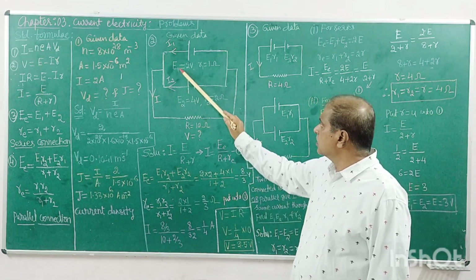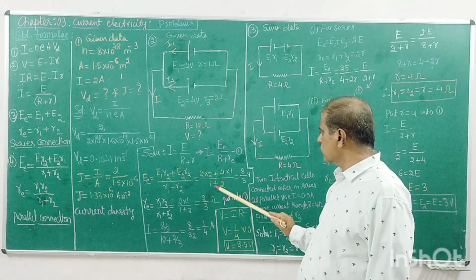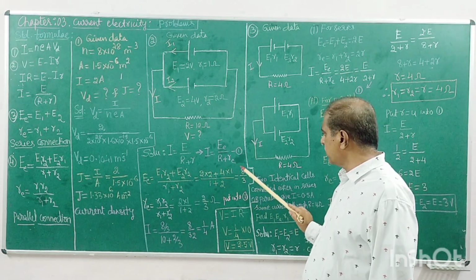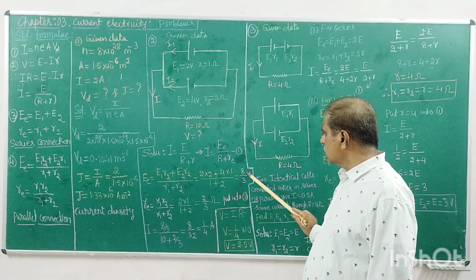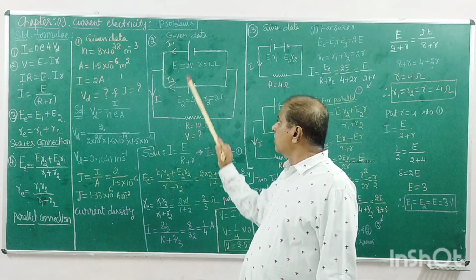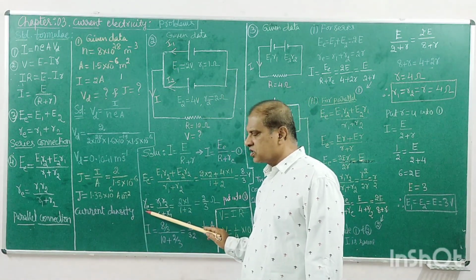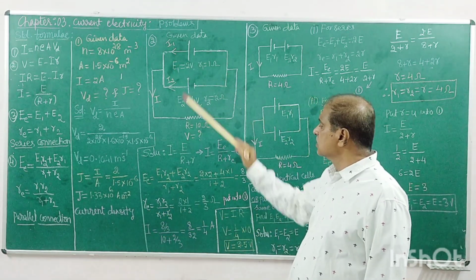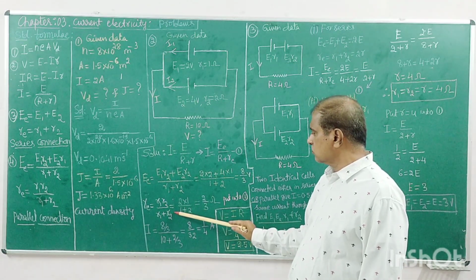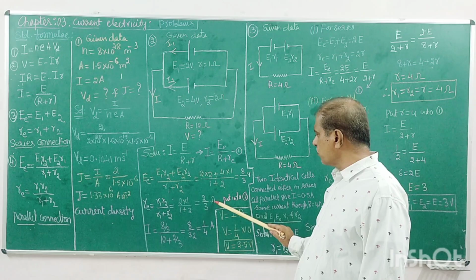This one is E1 and R2. 2 into 2, 4 into 1, 1 plus 2. Simplify: 8 by 3 volt. So 8 by 3 volt is the effective EMF of this parallel connection. What is the effective internal resistance? Given the values, substitute them and simplify: 2 by 3 ohm.